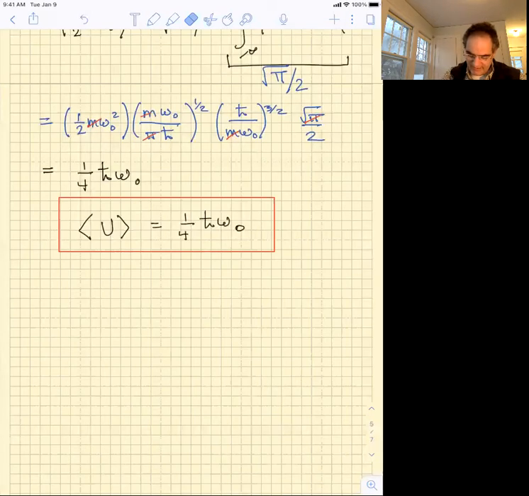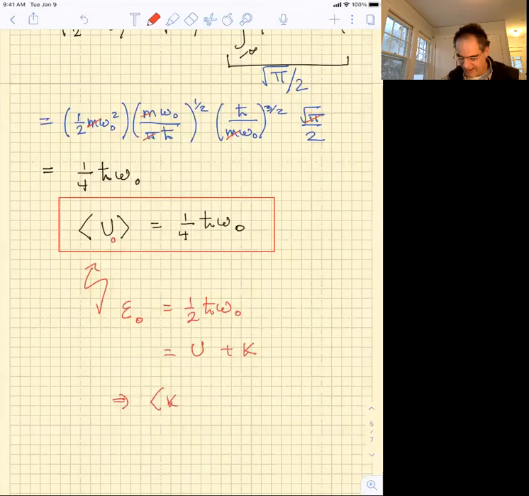Something else that's kind of interesting: note that the total energy of the n equals 0 state of the harmonic oscillator is 1/2 h bar omega. And this is equal to potential energy plus kinetic energy. That pretty much tells us right away that the average value of kinetic energy must also be 1/4 h bar omega naught, because then they can add up to the correct total energy. Anyway, that's just an aside. Here, let's stop for a moment.